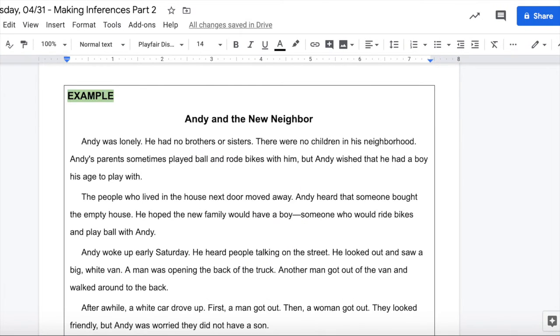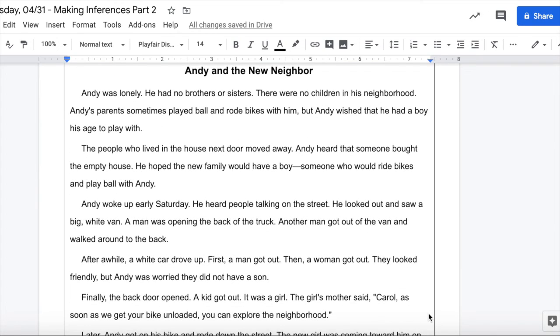Now, since that first example was pretty short and rather easy, I wanted to do another example just so that you have some practice with what the text might look like for your questions. So the second example is going to be one of the texts that you saw in last week's assignment. It's called Andy and the New Neighbor.